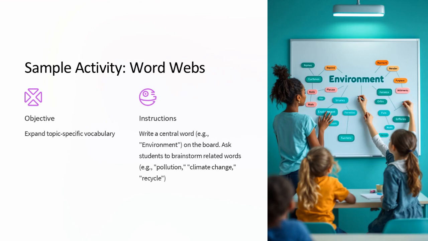Expand topic-specific vocabulary by writing a central word on the board and asking students to brainstorm related words. For example, environment could lead to words like pollution, climate change, and recycle.